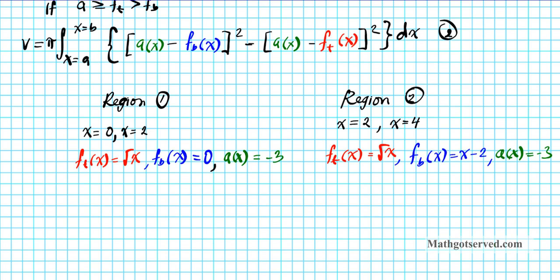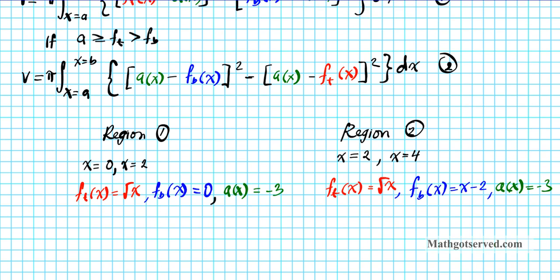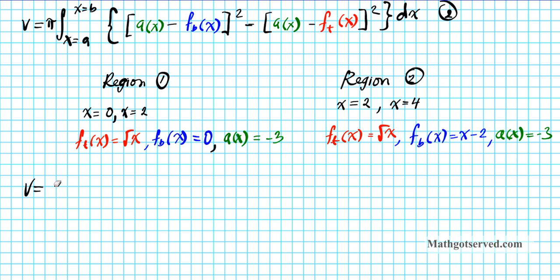So now we are set to create our volume expression. I'm just going to apply these values to formula 1. So the volume is going to be pi, this is for region 1, integral from 0 to 2. So pi r square, we want to figure out r square of our outer disk. We're going to have function on the top, root x, minus the axis of rotation. Now the axis of rotation is -3, so -3 just changes this to a +3.